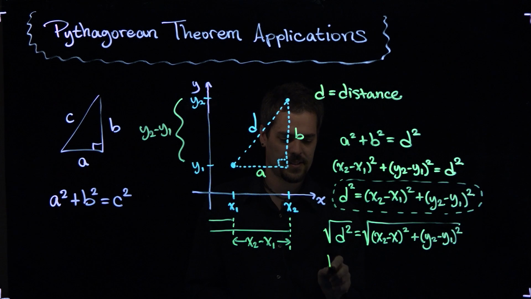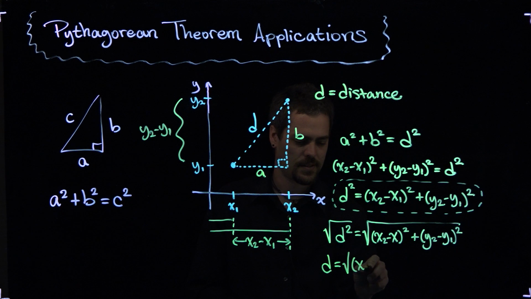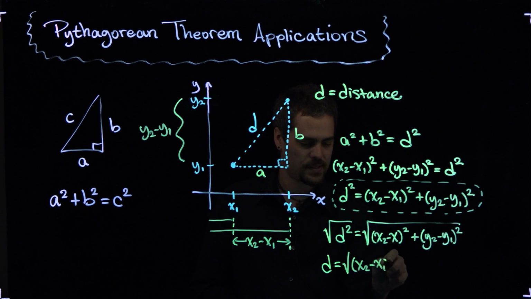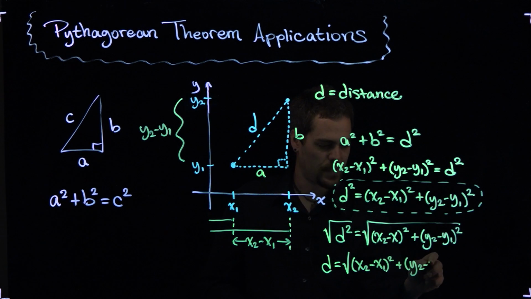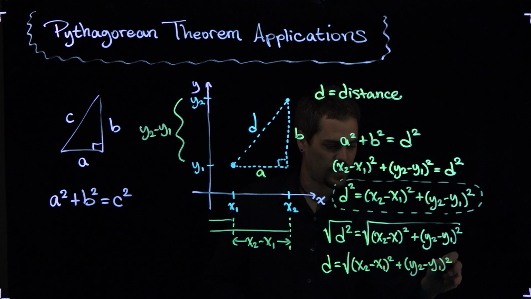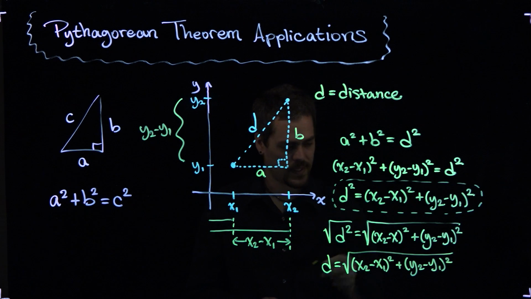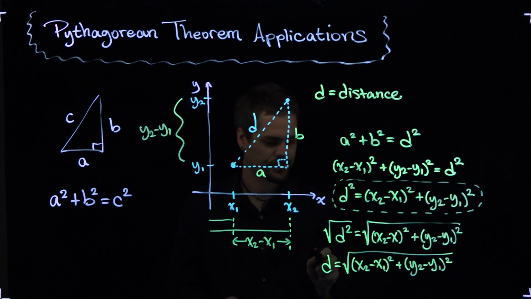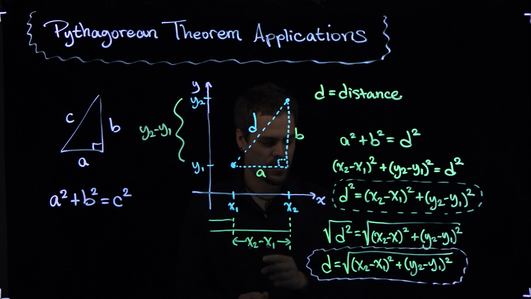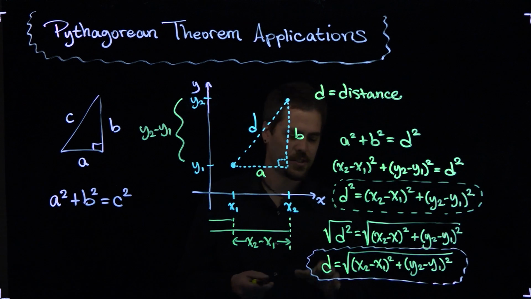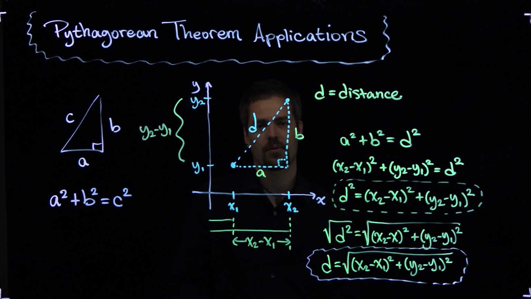So for now, here's the simple formula that you see in the back of a lot of textbooks. The distance is equal to the root of x2 minus x1 quantity squared plus y2 minus y1 quantity squared. And that's it. There's the distance formula. In the next video, I'll do just a few examples of using the distance formula to determine the distance between 2 points.